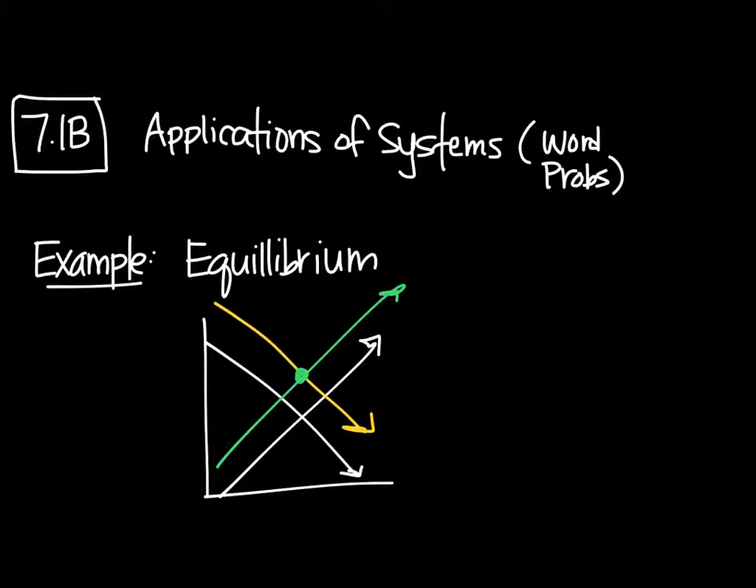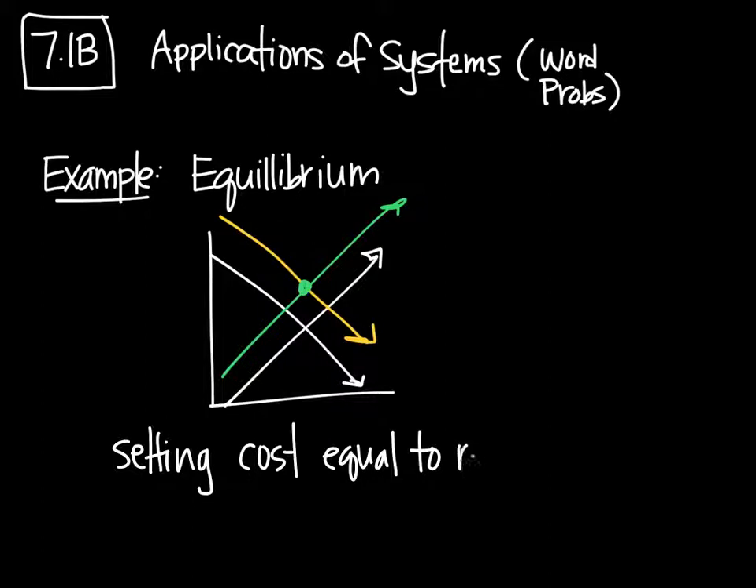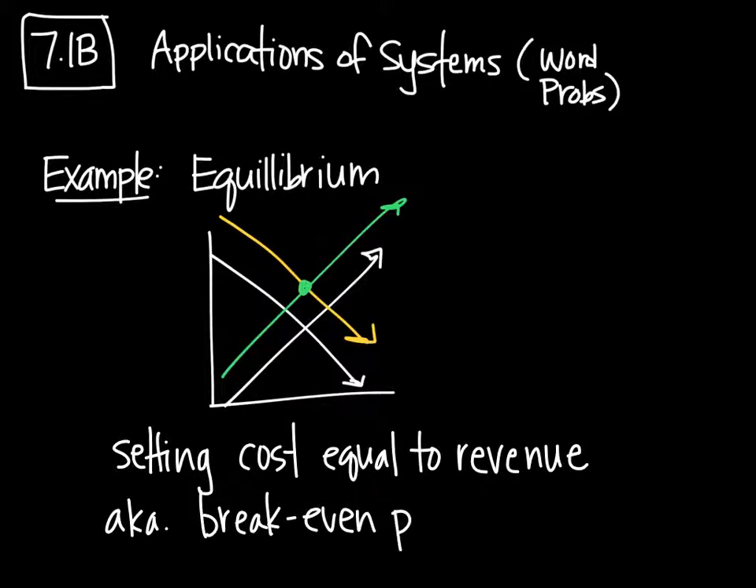All right. So equilibrium in economics is the mathematics of when cost and revenue are equal. So equilibrium is setting cost equal to revenue. Juniors, you have that to look forward to next year. Setting cost equal to revenue. It's also called the break-even point.